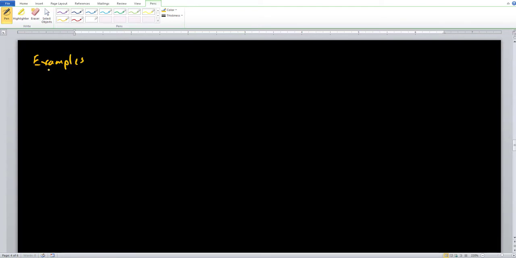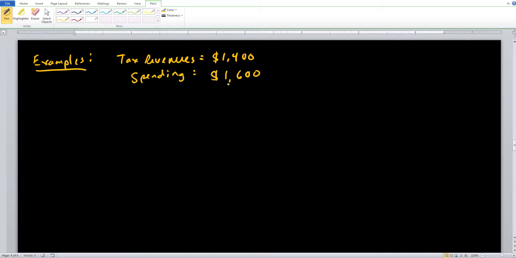Example number one, suppose I just give you two particular numbers. Suppose that I tell you tax revenues is equal to 1,400. So maybe just say $1.4 trillion. Then I give you that government spending is equal to 1,600, maybe $1.6 trillion. The first question we can ask is, are we running a deficit or a surplus, and of how much? We know that we're going to be running a deficit because spending is greater than revenue.